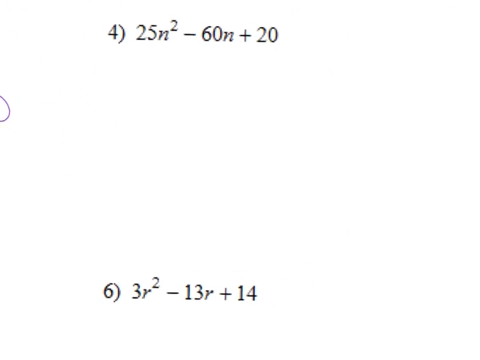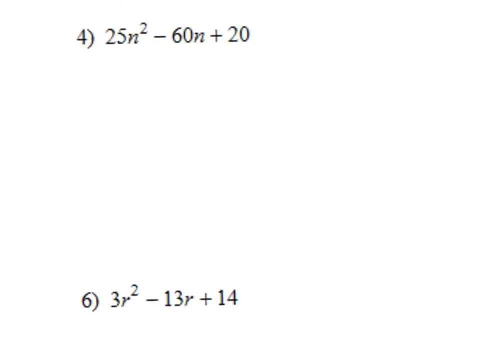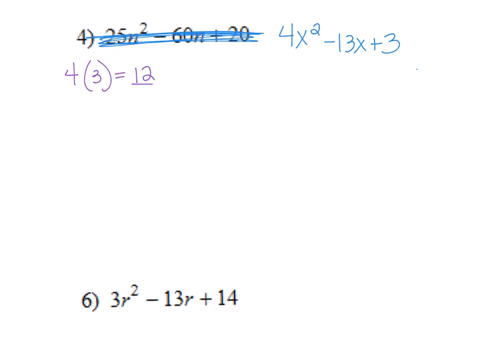Let's try one more, because I want you to rewrite this one. This one, too, is uglier than I want it to be. I want you to change this to 4x squared minus 13x plus 3. All right, so my first step, I multiply my a times my c. Well, what's 4 times 3? That's 12. What are the factors of 12? Well, I know I have 4 and 3. I know it's 2 and 6. I know it's 12 and 1.